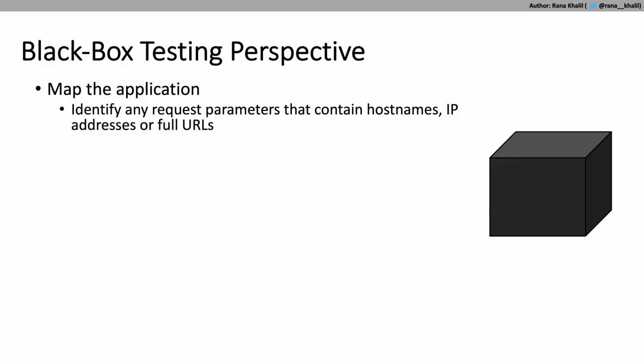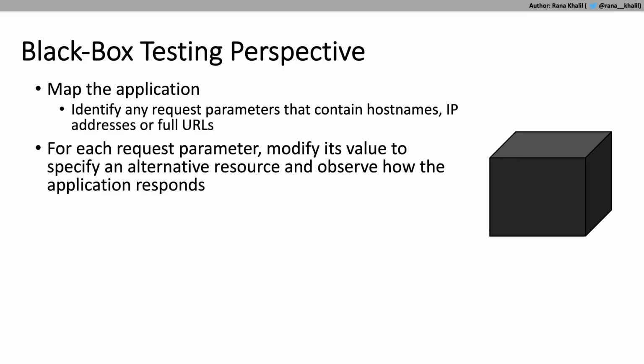Alright, so once I've mapped the application and I've listed all the input vectors or request parameters, I filter those input vectors on ones that contain host names, IP addresses, or full-on URLs, because that means that these parameters are being used to communicate with an external system and so could be potentially vulnerable to SSRF. Once I've mapped all my request parameters that are of interest to me, then it's just a matter of fuzzing the application with SSRF payloads.